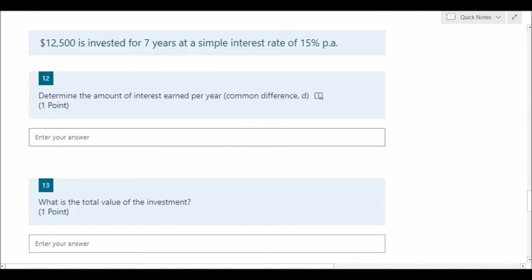Alright, next question. 12,500 is invested for 7 years at a simple interest rate of 15% per annum. Determine the amount of interest earned per year, the common difference D. Alright, so for these sort of questions, it's a simple interest question. It's related to arithmetic. So that means for this one, we need to find 15% of that amount.